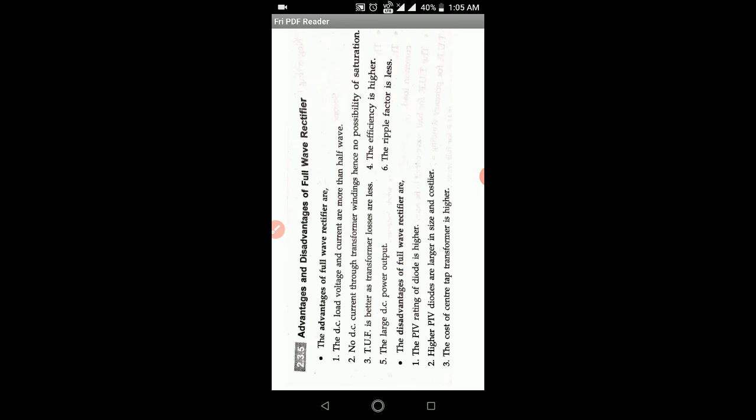Now the disadvantages of the full wave rectifier. First, the peak inverse voltage, that is the PIV rating of the diode, is higher. Second, higher PIV diodes are larger in size and costlier. Third, the cost of the center tap transformer is high.